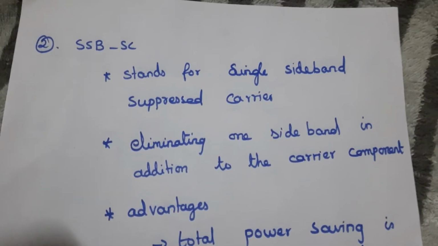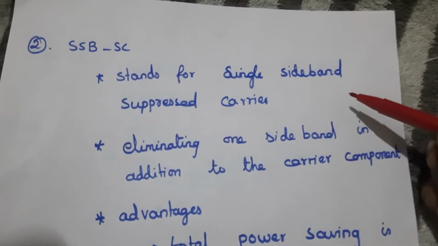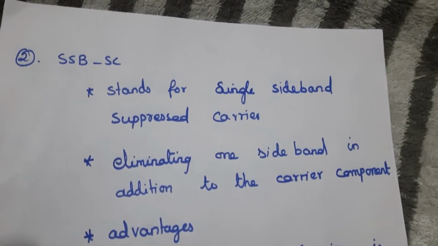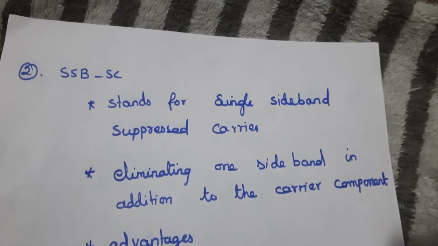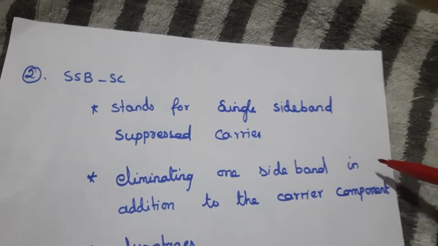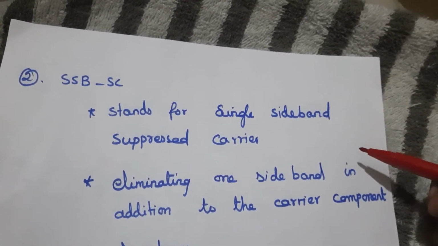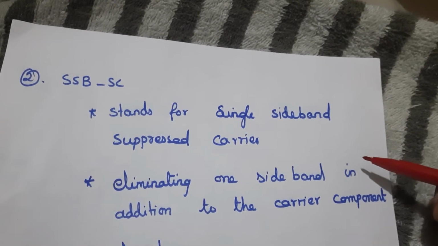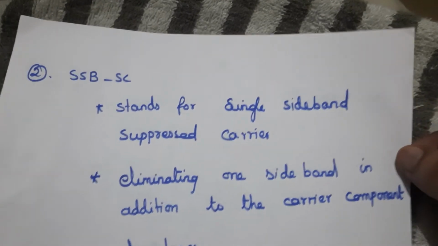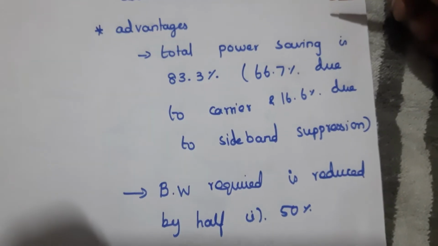And the next one is SSB-SC, which stands for single sideband suppressed carrier. It eliminates one of the sidebands in addition to the carrier component. In DSB, we eliminate the carrier component alone, but in SSB, we eliminate one sideband in addition to the carrier component. So it is used to save more power.